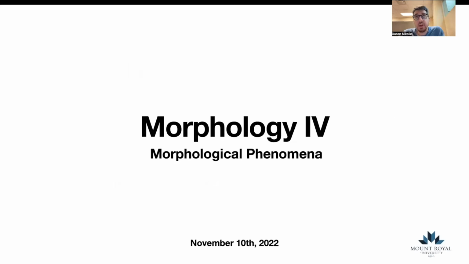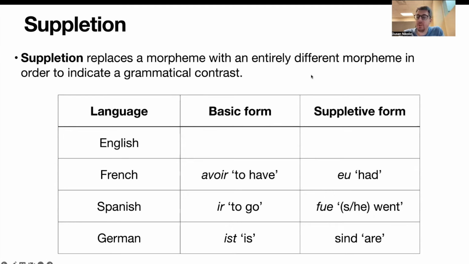I wanted to mention that we have certain processes in morphology that we are going to go through right now. The first process that we're going to go through is suppletion. Suppletion replaces a morpheme with an entirely different morpheme in order to indicate a grammatical contrast. So, for example, we have in French avoir, to have, and its suppletive form is eu, had. I don't know how you read it, but that's about it. It completely changes the form. Ir in Spanish and fue, went, right? To go and went, also indicating past.